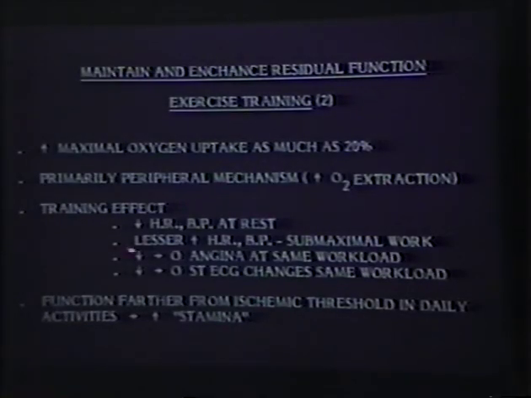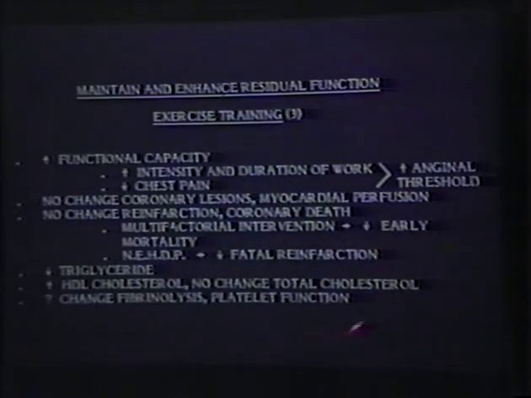Again, for patients at the level, intensity, and duration of training typical for middle-aged adults, the training effect is on the periphery rather than on the heart, and it is such that it decreases myocardial oxygen demand. But because patients function farther from their ischemic threshold at any usual level of activity, they describe improved endurance and improved stamina. You've heard that functional capacity should be the appropriate holy grail, if you will, of exercise training, not a change in coronary lesions or in myocardial perfusion.